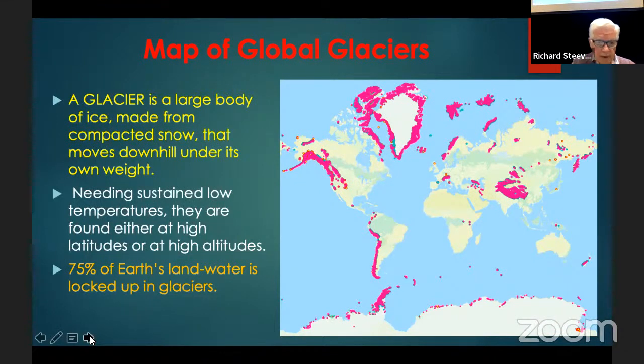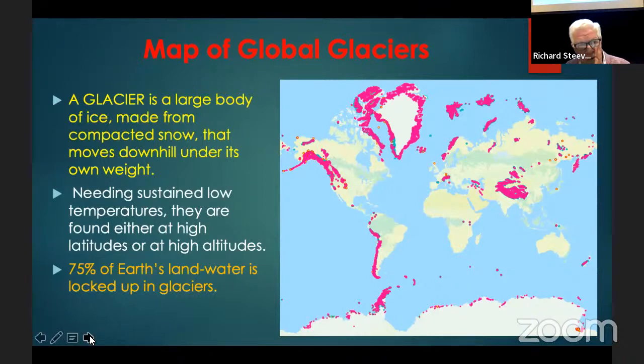The important other point on this slide is that we need to have sustaining low temperatures, because certain glaciers might expand, some might melt slowly. It's not always uniform around the globe, but if we have massive melting, then of course we're going to have sea level rise and a problem there.